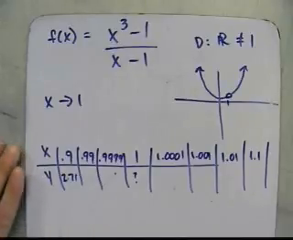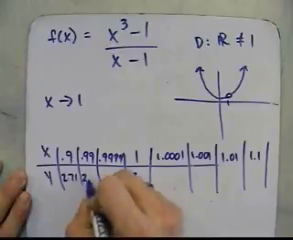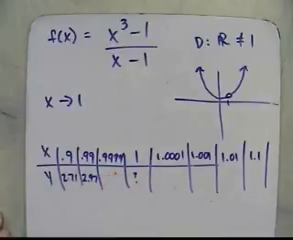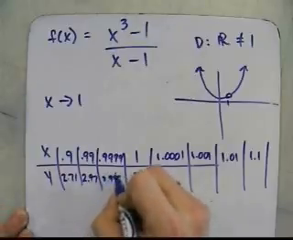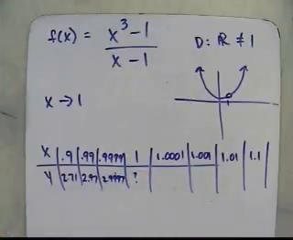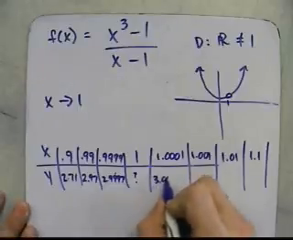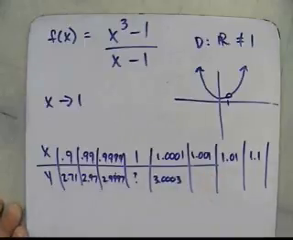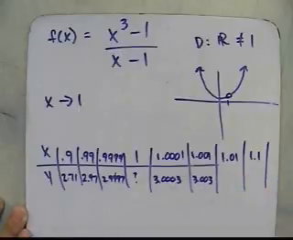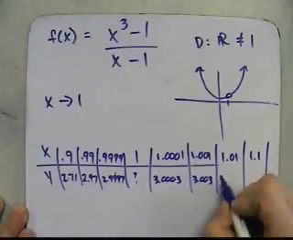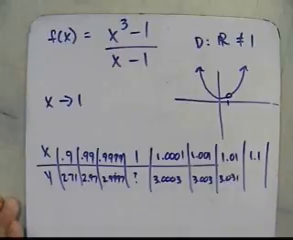0.99, I'm getting 2.97. Let's go 0.9999, and I'm getting 2.9997. Okay, now let's jump on the other side of that. We're going to go 1.0001, and I get 3.0003. 1.001, and I get 3.003. 1.01, 3.03, and then 1.1.